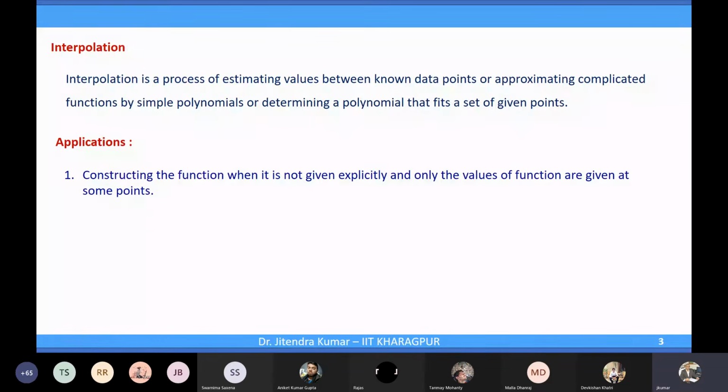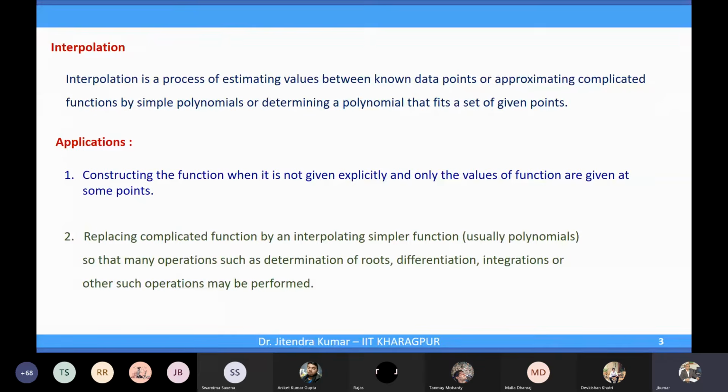Well, the applications, as I mentioned already: constructing the function when it is not given explicitly, and only the values of the function are given at some points. That is the first. Of course, you want to construct a polynomial which passes through the given points, and then you can have various applications of that function. You can integrate it, you can find missing or unknown values, and so on, so many applications.